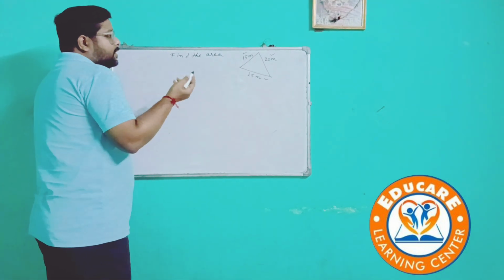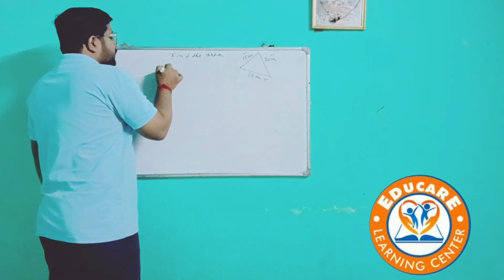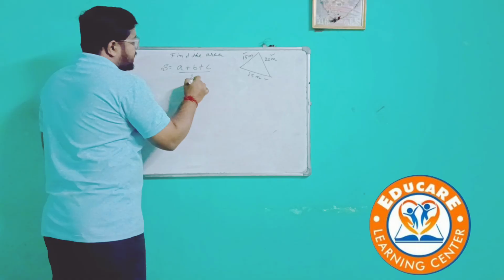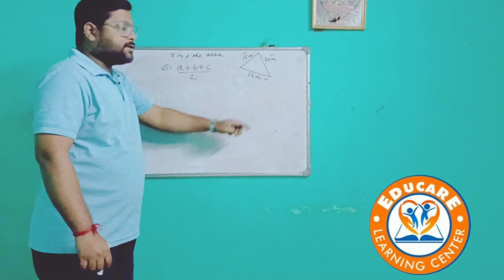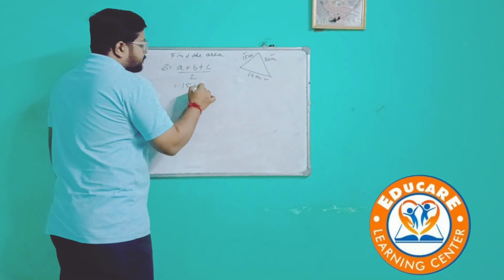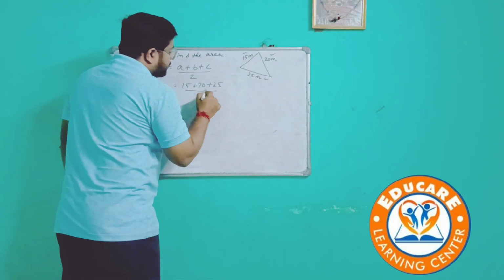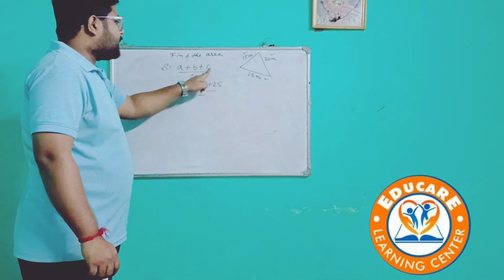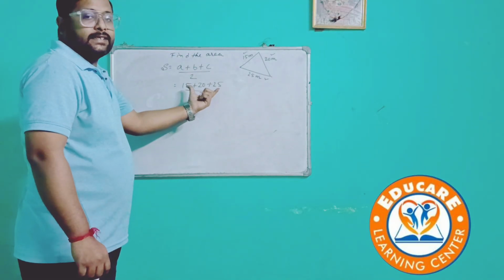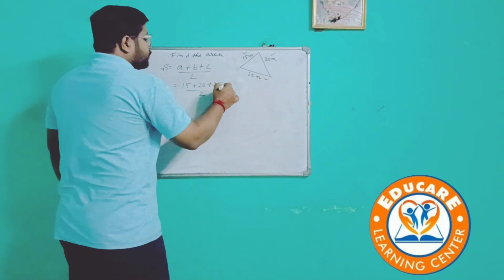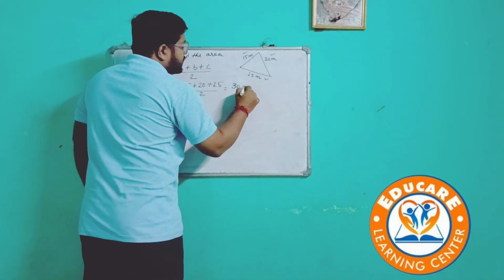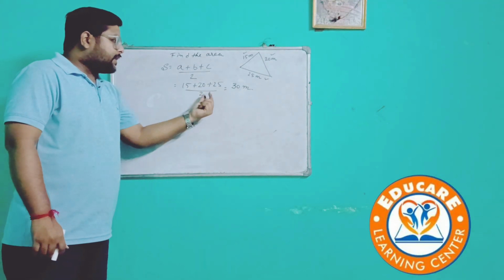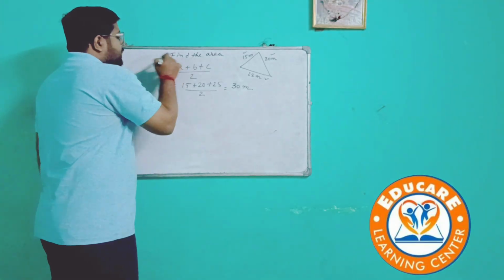The first part of Heron's formula is to find the semi-perimeter. For finding the semi-perimeter, our formula is (A plus B plus C) by 2. So we get (15 plus 20 plus 25) by 2. 15 was side A, 20 was side B, 25 was side C. All the sides we are adding and dividing by 2. So this brings 30 meter. If we add all the sides, we get 60, and 60 divided by 2 is 30. This is our semi-perimeter.